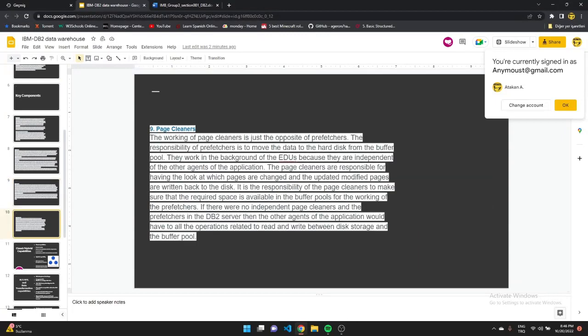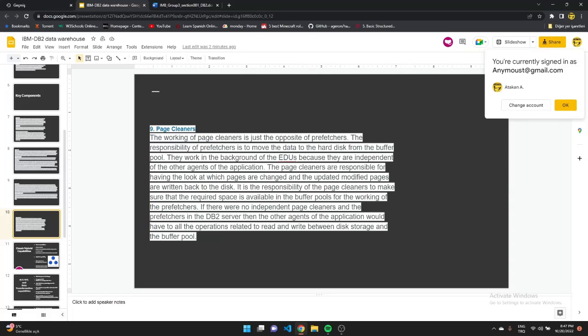And page cleaners. Exactly. We have to also clear the data as we move, right? So it makes sense that there's a component for this. They write data to hard disk from the buffer pool. They work as background EDUs because they're independent of the other agents of the application. The page cleaners look at which pages are changed and updated, and the modified pages are written back to disk. It is the responsibility of page cleaners to make sure that required space is available in the buffer pools for the working of the prefetchers.